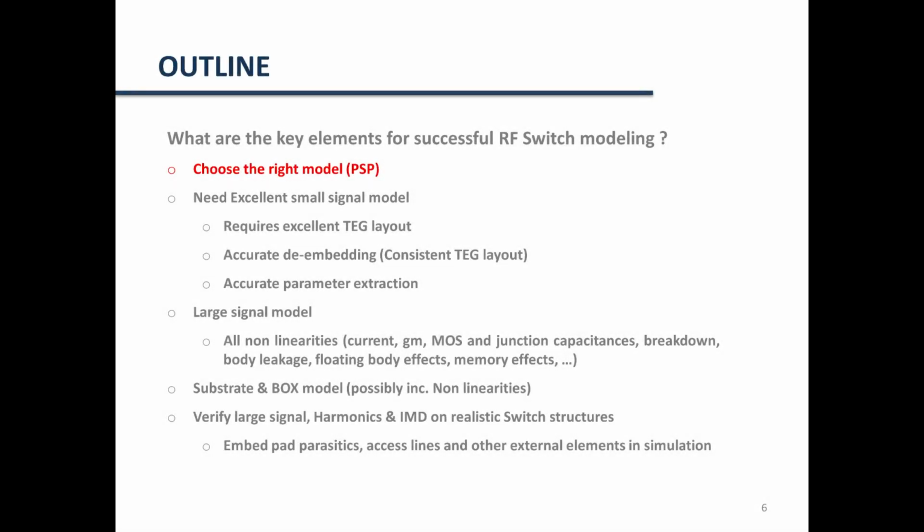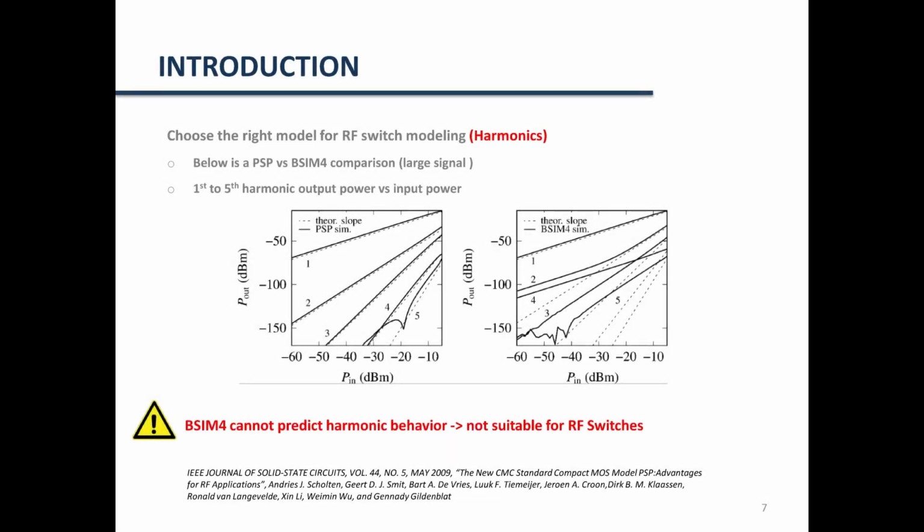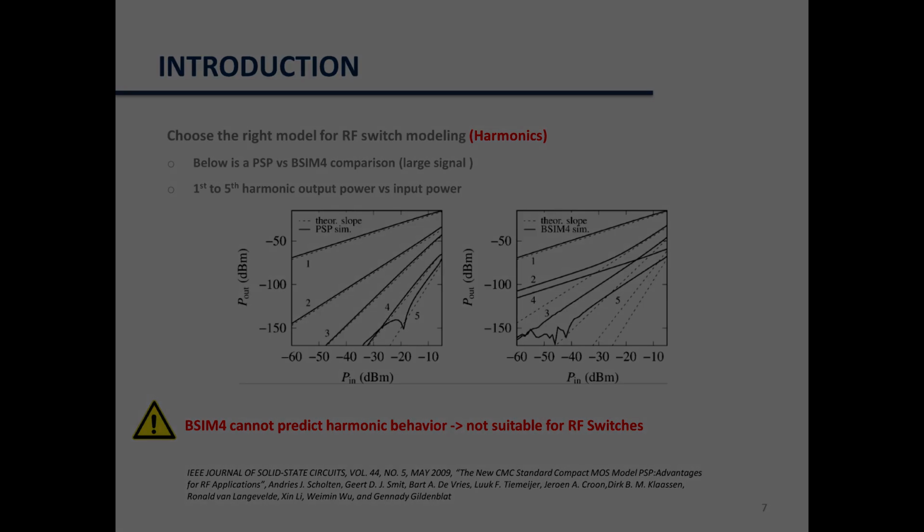Let us go back to the outline, and now we are going to discuss how to choose the right model for RF switch modeling. Here you have comparisons between simulations with the PSP model on the left and BSIM4 on the right. The output power as a function of the input power is plotted for various harmonics from the first to the fifth harmonic. And as can be seen, only the PSP model is able to reproduce the theoretical slopes that each harmonic must have. The BSIM4 therefore cannot predict harmonic behavior, and it is not suitable for RF switch modeling.